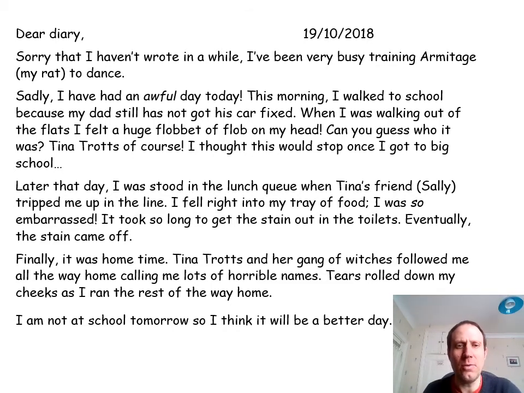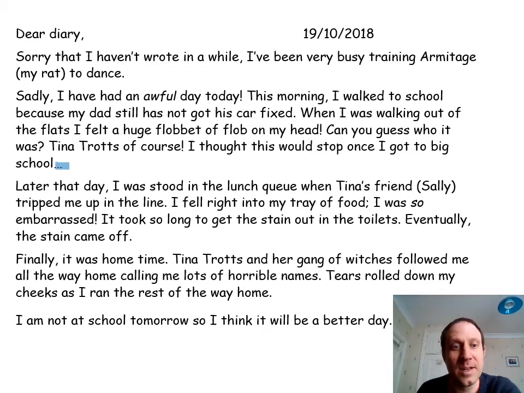Later that day, I'm noticing a change in paragraph. Just remembering our tip-top: time, place, person, subject or topic. Changing time, later that day. That's why he's changed paragraph. Perfect. Sorry, can never forget your paragraphs. Tina Trots, of course. I thought it would stop once I got to big school. Like the use of ellipses as well there.